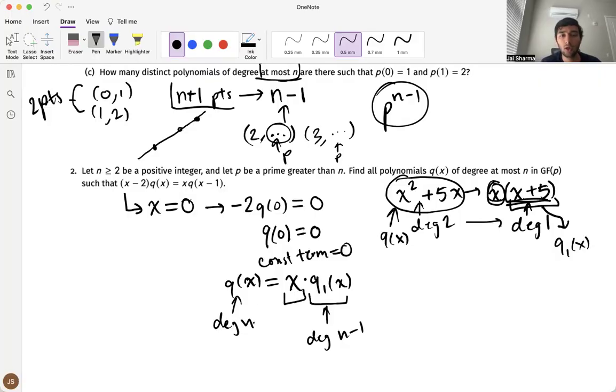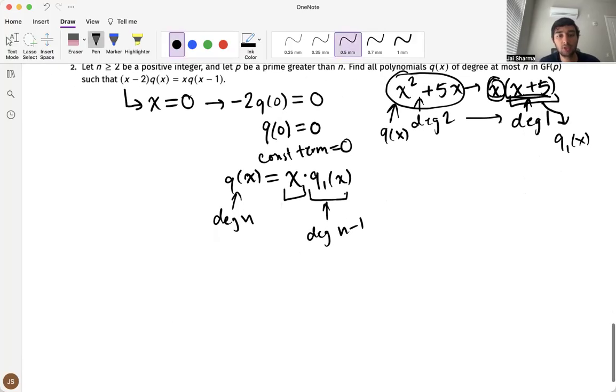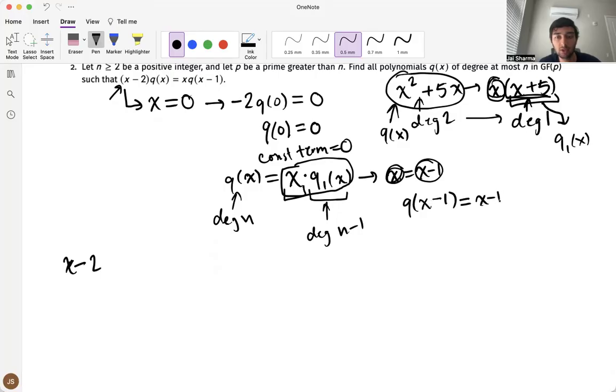Okay? So what we're saying is let's substitute this thing back into the original expression. By the way, if I plug in x minus 1 instead of x into this thing, what I get is q of x minus 1 is equal to x minus 1 times q1 of x minus 1. Okay?